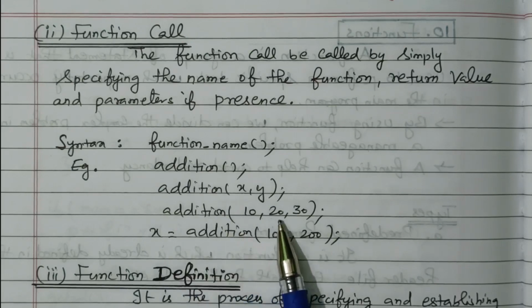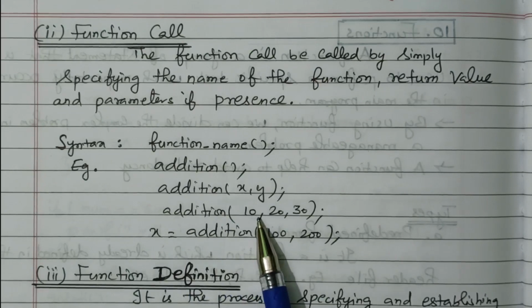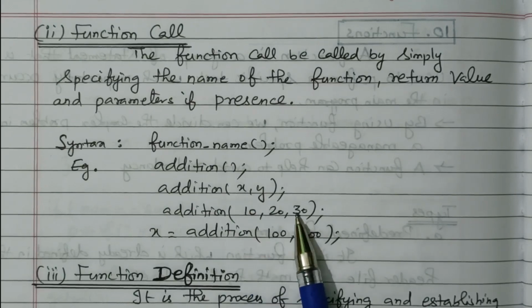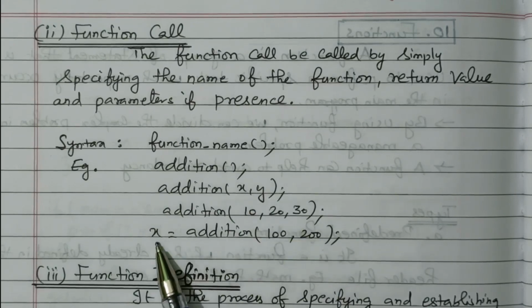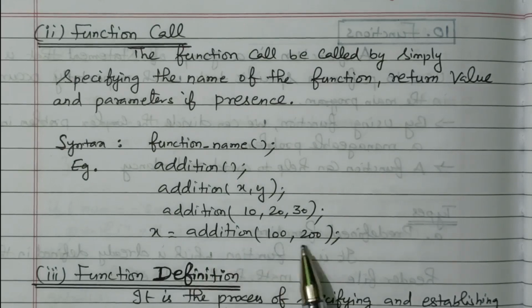Addition(10, 20, 30): the function name is addition, and we are passing 3 values, 10, 20 and 30. And one more: x equal to addition(100, 200). What is the meaning? This addition means we are calling the function, sending 2 parameters, 100 and 200. So the control will transfer to the function definition.